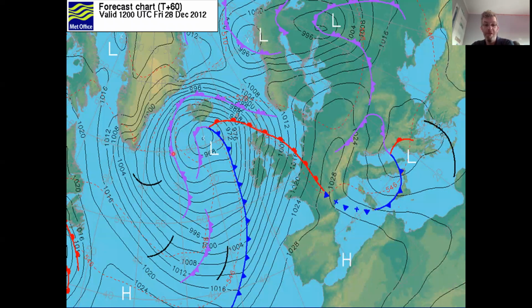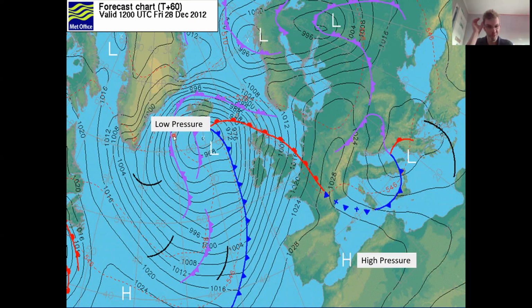So this is what it all comes down to. This is a simplified version with all the add-ons around the outside cut off. This is a synoptic chart from a good few years ago, so December 2012. A couple of things to note.